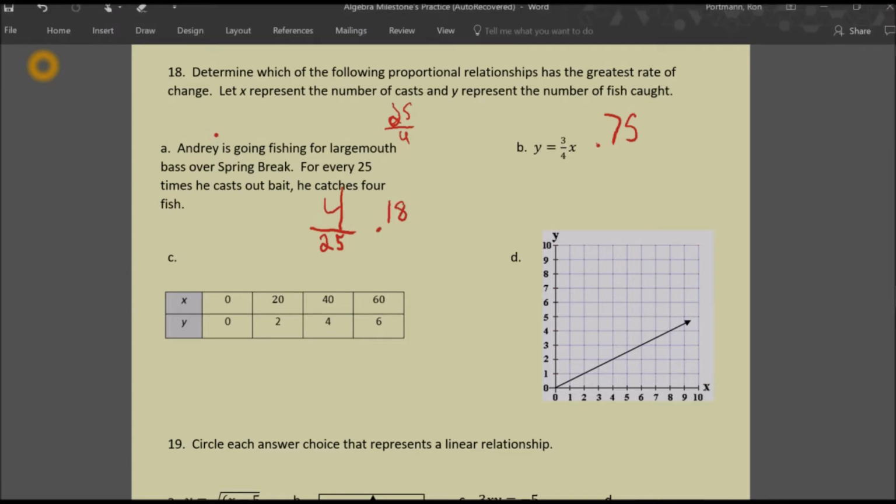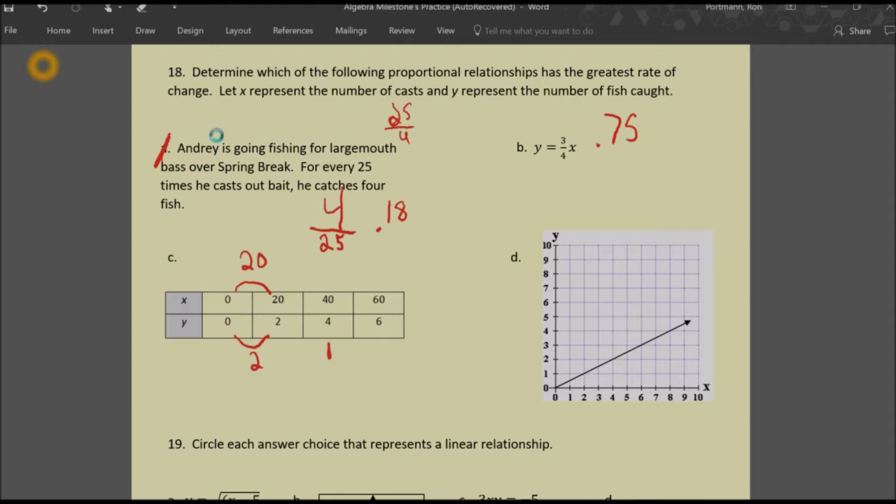If we were to look at C, we're going to do the change in y over the change in x. You're going up by 2 every time, so the change in y is 2. The change in x, you're going up by 20 every time. 20 over 2 would be 10. 2 over 20 is 1 over 10.